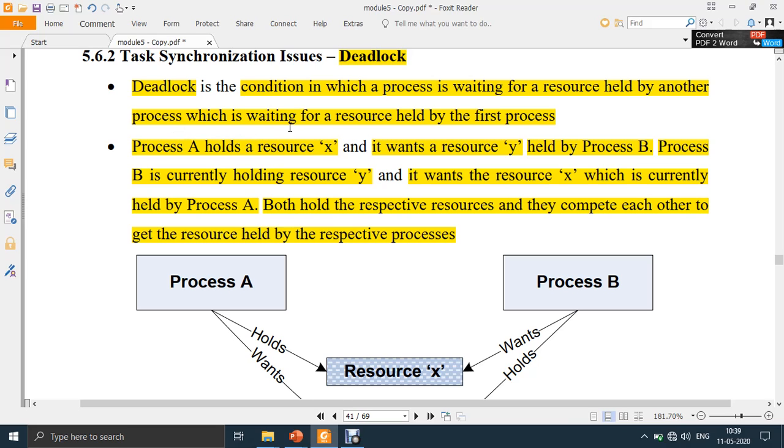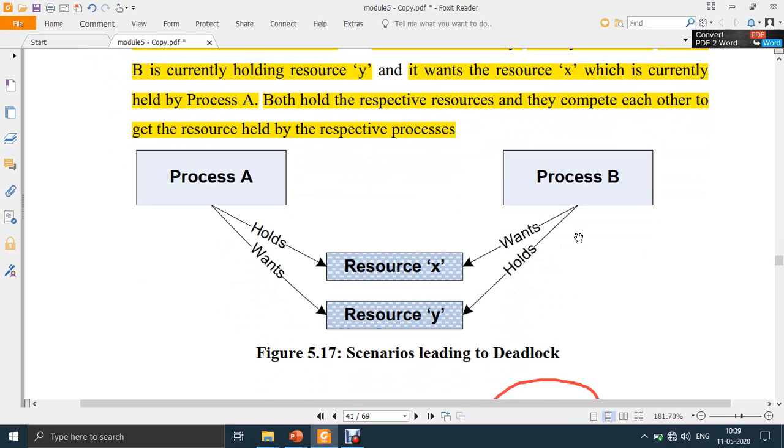Process B is waiting for a resource which is held by process A, so it is a circle. Process B wants X, but X is with A, and process A wants Y, but Y is with B. So neither process can complete its operation in this scenario. That is why it is known as a deadlock. Deadlock means there will be no progress.